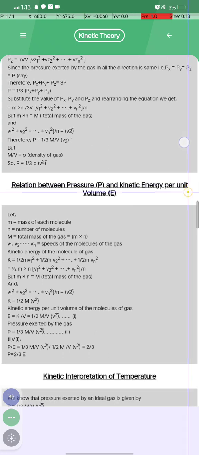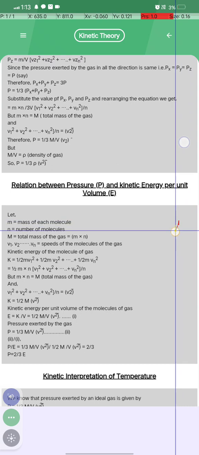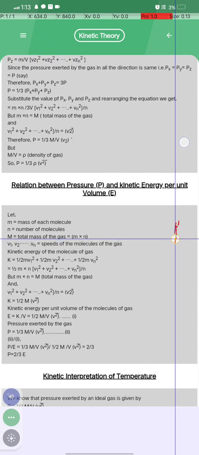अब आता है रिलेशन बिटवीन द प्रेशर एंड द काइनेटिक एनर्जी पर यूनिट ऑफ वॉल्यूम मास. Let small m is equal to mass of each molecule, n is equal to number of molecules, M is equal to total mass of the gases, and is equal to m into n.